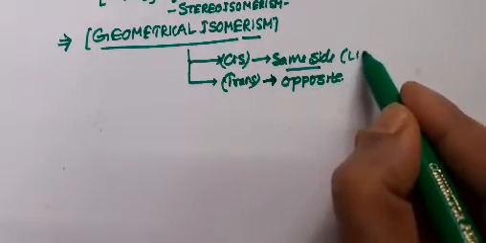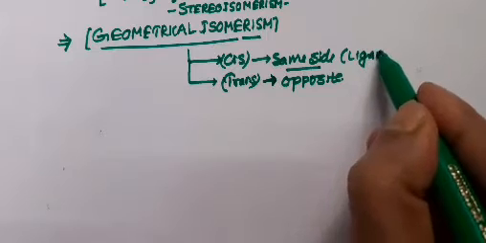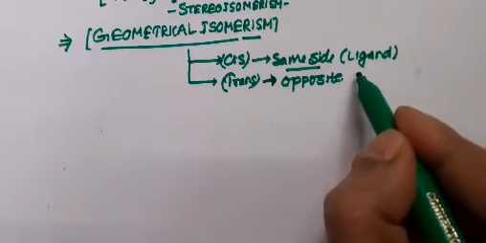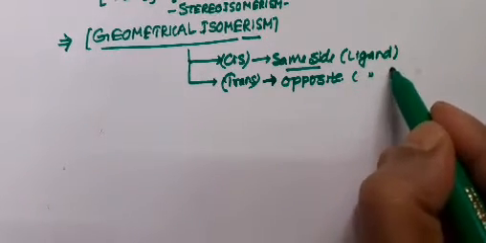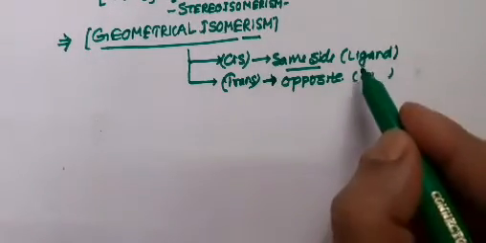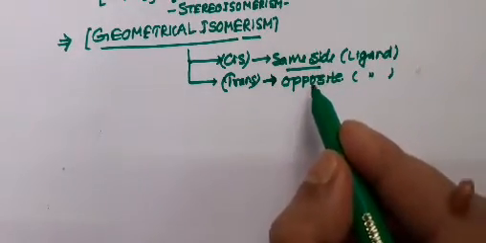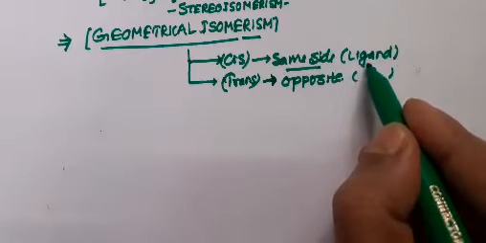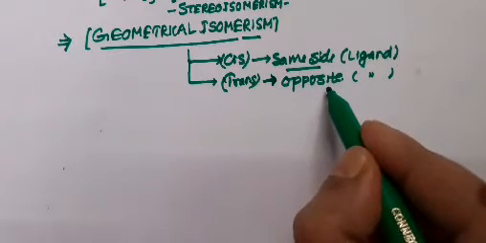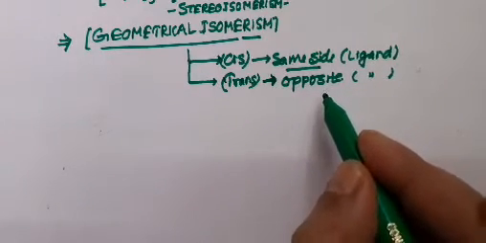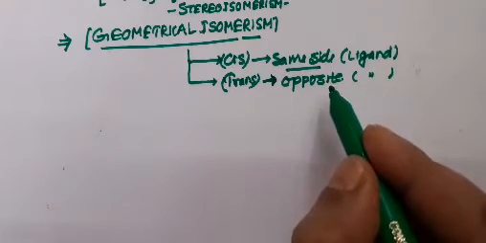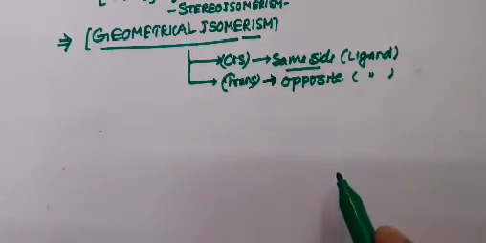Ligands attached to the same side of the central metal atom or ion are known as the cis isomeric form, and when similar types of ligands are attached opposite to the central metal atom or ion in a given complex, it is known as the trans form.